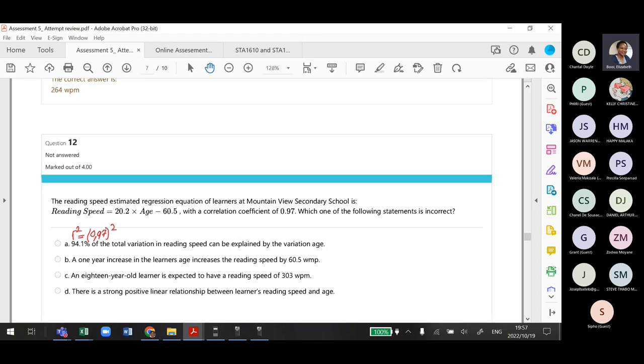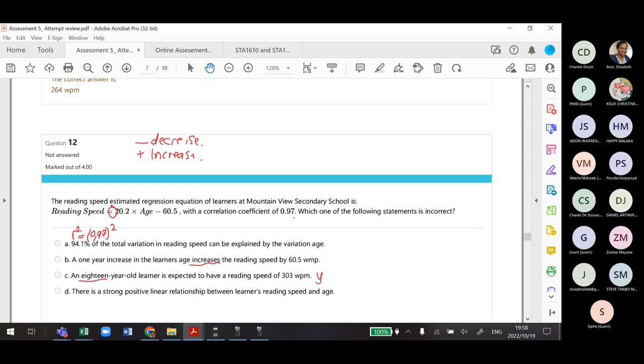Number B, a 1 year increase in learners' age, increase in the reading speed. The sign in front tells you the sign. If it's negative, it's a decrease. If it's positive, it will be an increase. Number C, so the sign in front of the slope. Let's not use the coefficient of correlation because we're not talking about that. Number C, an 18-year-old learner is expected to have a reading speed of that. So where you see age, you put the 18 year and solve the equation.